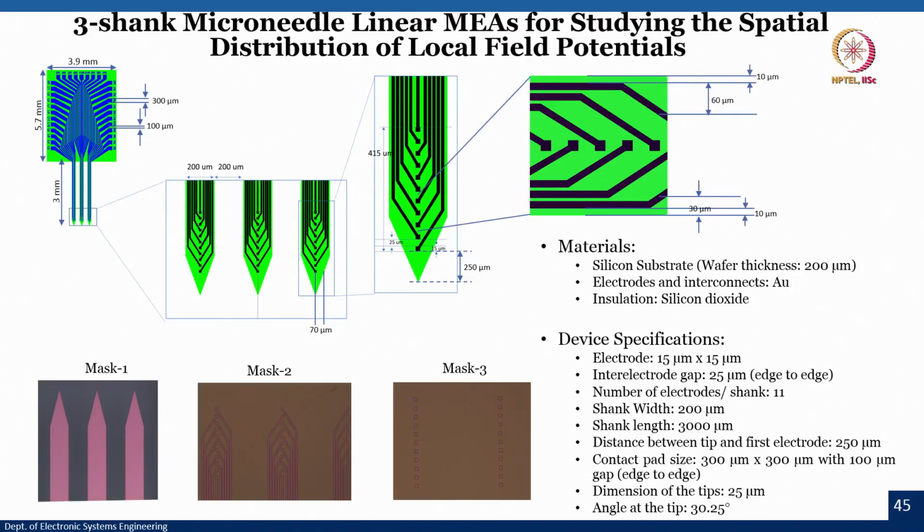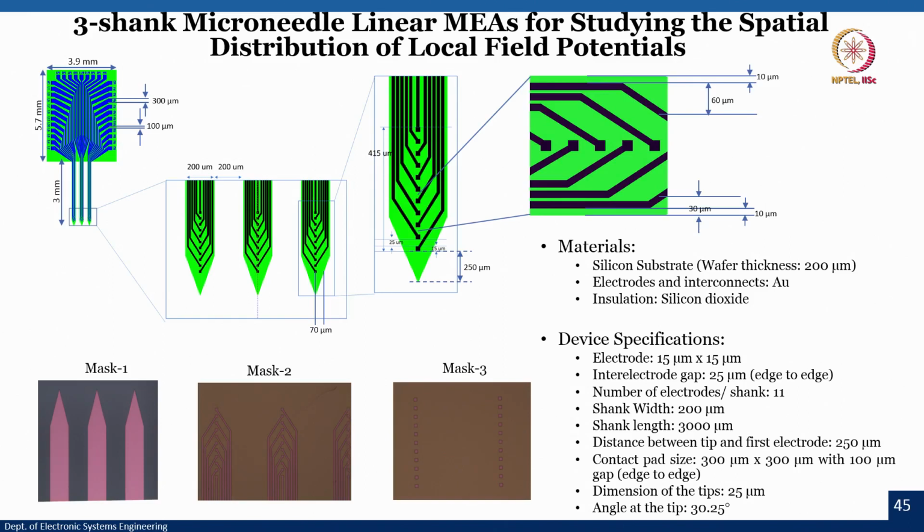Here you see a 3 shank microneedle linear MEA for studying the spatial distribution of the LFPs, and here again the depth is close to 3 millimeters. The distance between 2 electrodes or 2 shanks is about 200 microns.